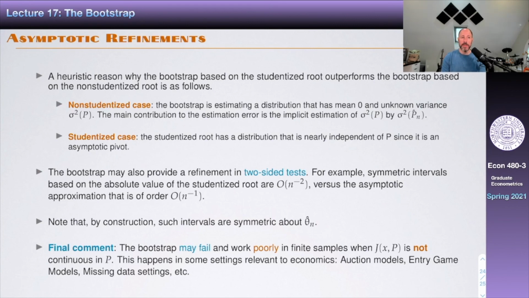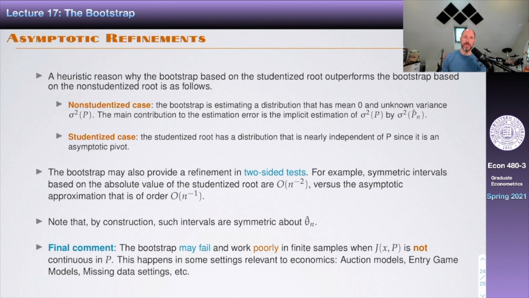The Bootstrap may also provide a refinement in two-sided tests. I just gave the example of the one-sided case, but if you're doing the absolute value of the t-statistic and you do a two-sided test, then the difference is that the Bootstrap may give you an error that is of the order 1 over n squared versus the asymptotic approximation error, which is of the order 1 over n, okay?